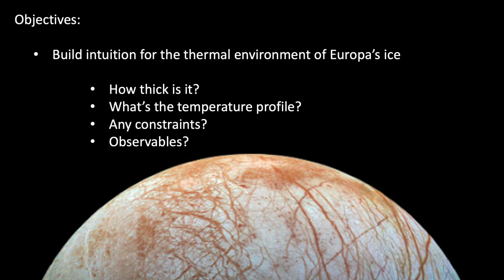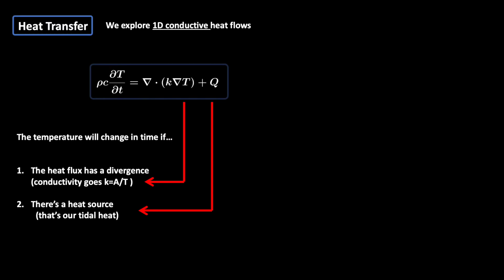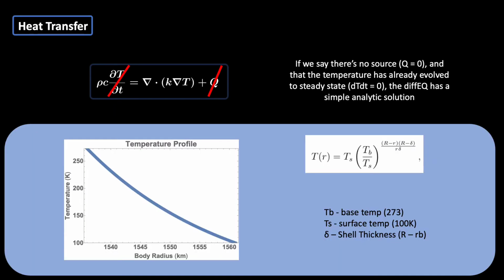We're looking at Europa today, but you could do this on Enceladus or any other, and here's a bunch of questions we're going to ask. We're using a 1D heat flow model, and it's all conductive, so any divergence in flux or heat source or any imbalance between the two will cause the temperature to change. We start simple with no heat source and an equilibrium. So you can solve this differential equation and you get this function, and we plot it here.